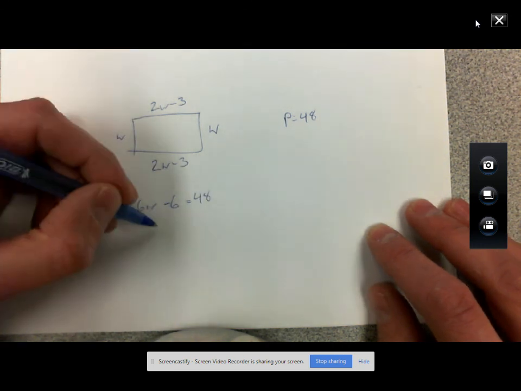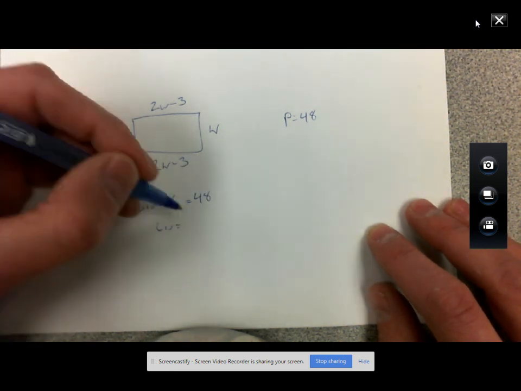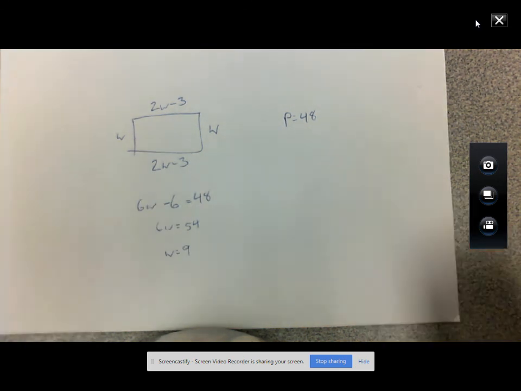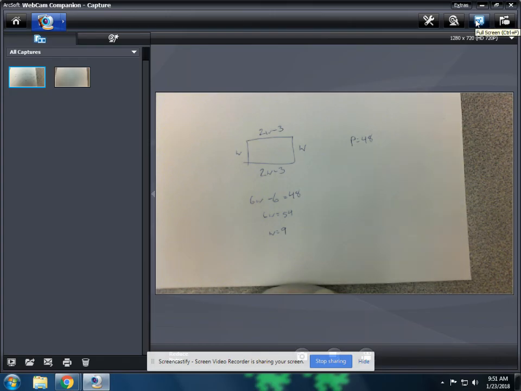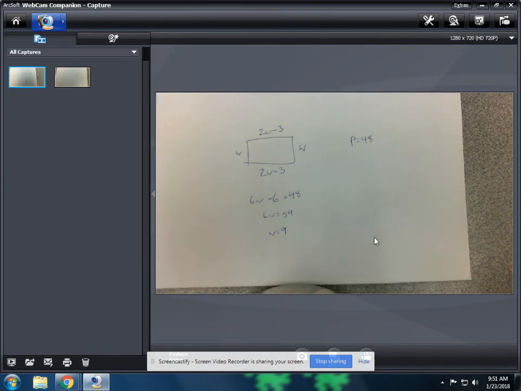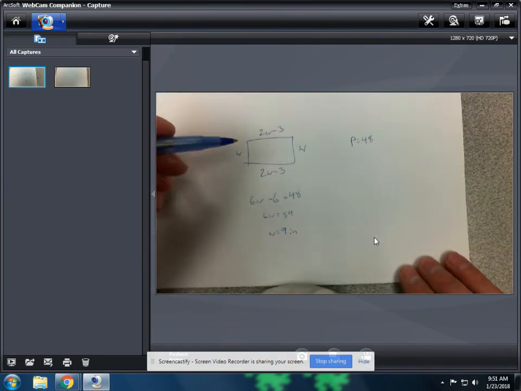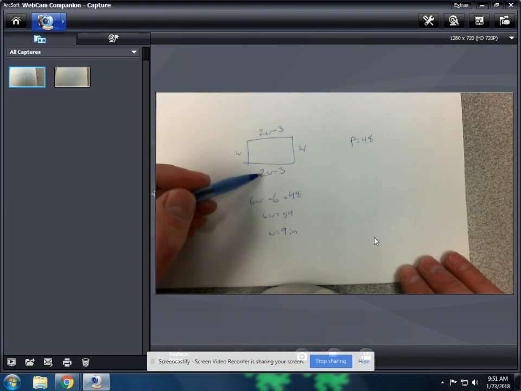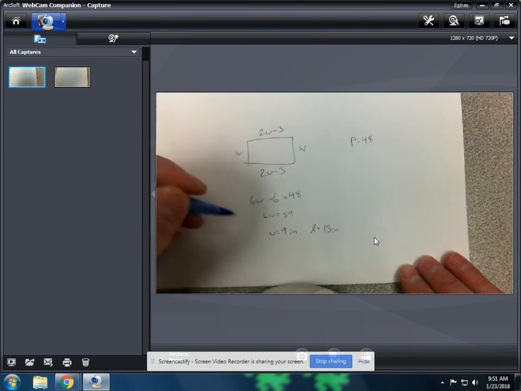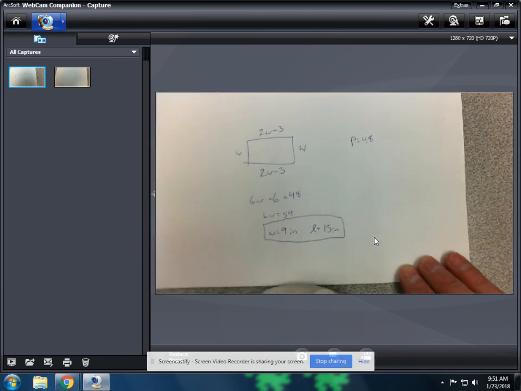I can then solve for W, get 54. W is going to equal 9, I believe. And so that is 9 inches. Does it say? I missed it. Inches, yes. So the width is going to be 9 inches, which means the length is 3 less than twice the width. So twice the width should be 18. 18 minus 3 is going to give me a length of 15 inches. And that's how we can use that geometry to solve.